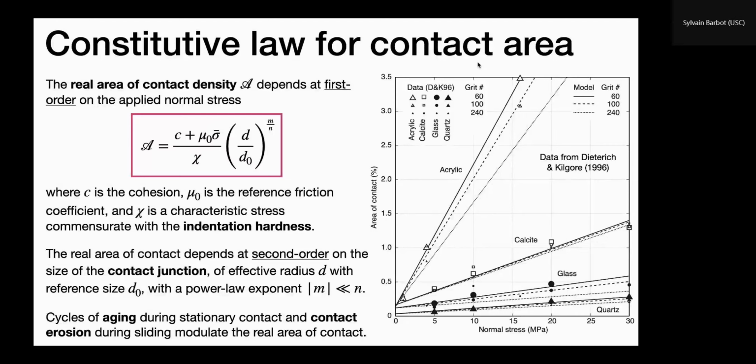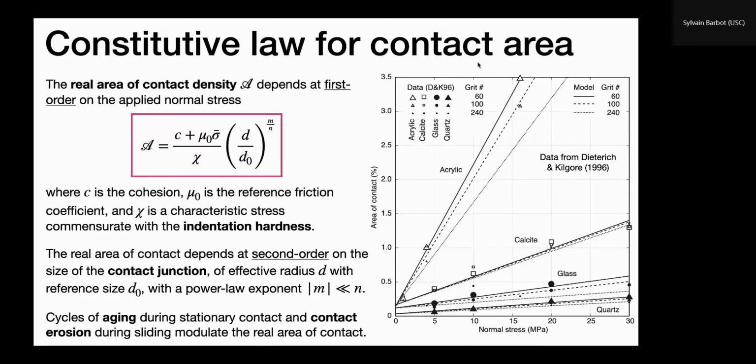We're not at the stage of friction yet. We're simply describing the real area of contact as a function of normal stress and the size of micro-asperities. Given that they're not spherical in nature, the size can be thought of as the local radius of curvature of these asperities around the contact. This is formulated in this equation. This capital A here is the contact density.